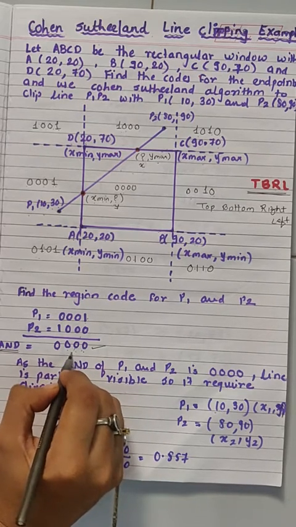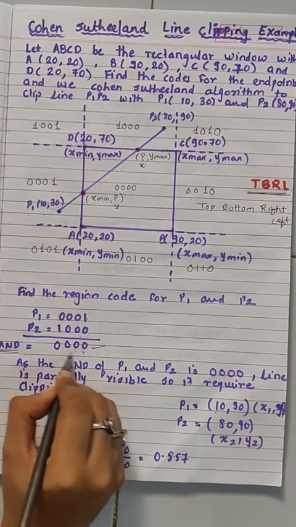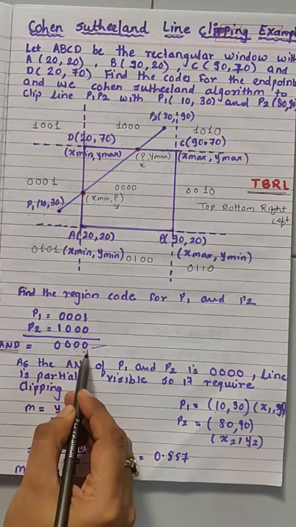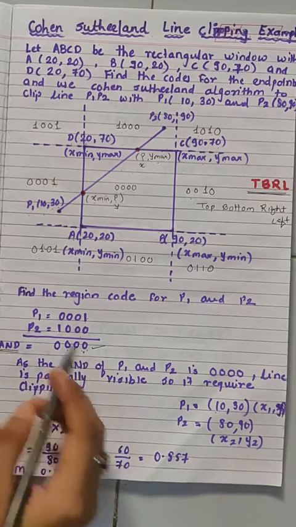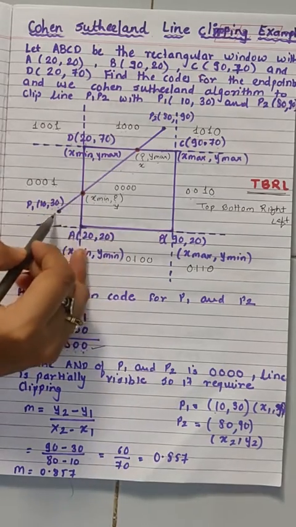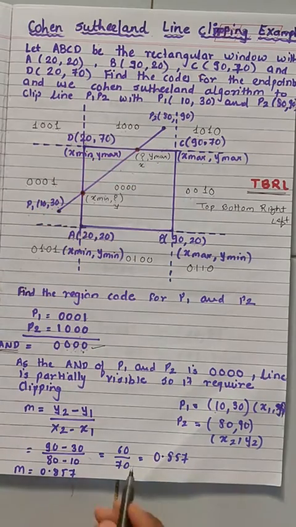As we can observe, here the output is all zeros, so the line is partially visible. So it requires clipping to be performed over here. By naked eye we can see that the line is partially visible and we have to cut out this specific part, or clip this specific part.